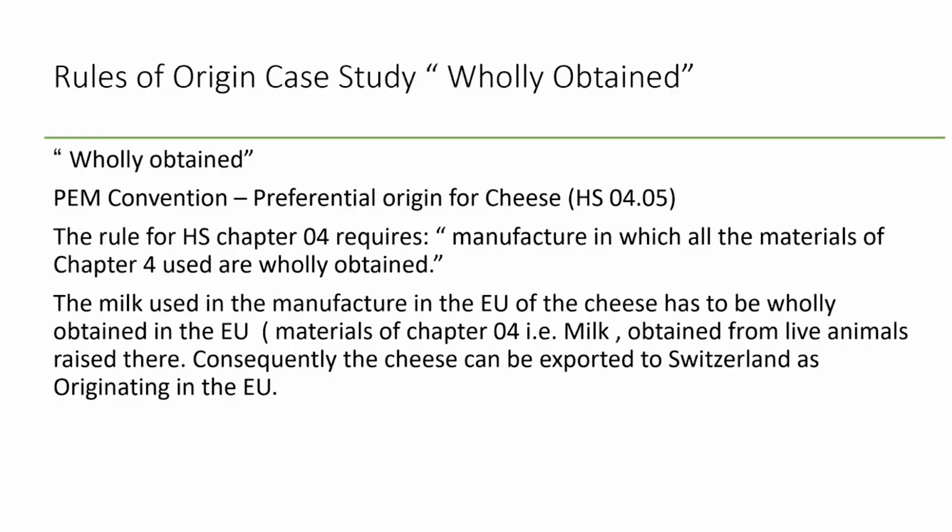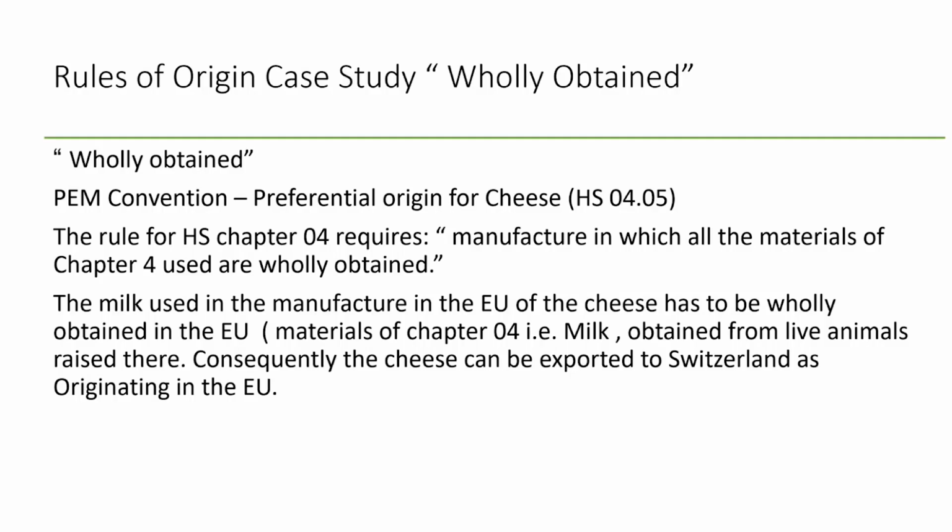In this case, I am a cheese manufacturer. And again, we're talking wholly obtained here. So that's natural products. The rule for HS Chapter 04 requires manufacture in which all of the materials of Chapter 4 are wholly obtained, right? So Chapter 4 is dairy products. What that actually means is that the dairy products must come from the country I'm claiming origin from, right?